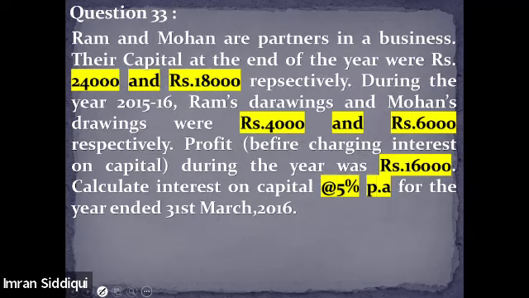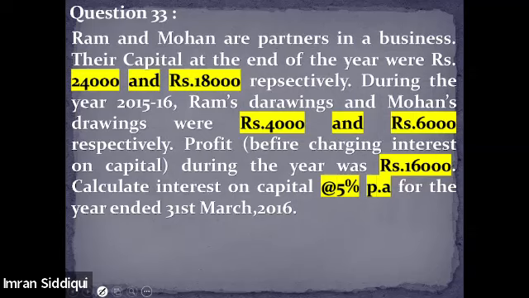During the year 2015, Ram's drawing and Mohan's drawing were 4,000 and 6,000 respectively. And profit before charging interest on capital is given as 16,000. We need to calculate interest on capital. So what is the problem in this question? The problem is that this time we are not provided with the opening capital balance of the partners. Rather, the closing capital balance of the partners is given.